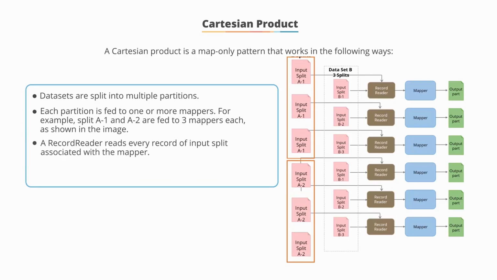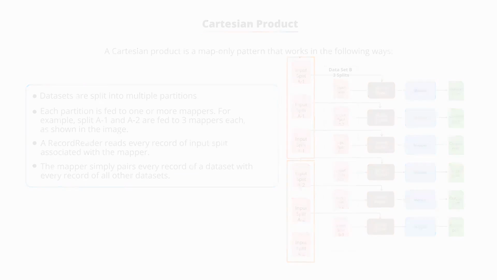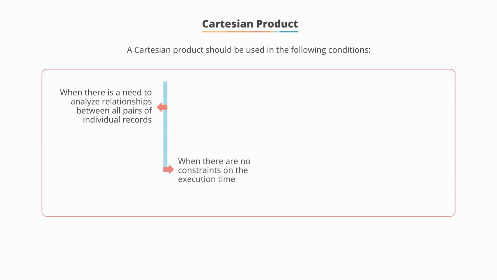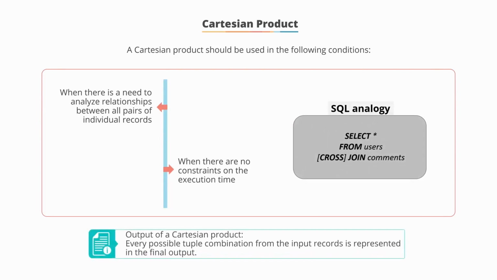A record reader will read every record of input splits associated with the mapper, and the mapper simply pairs every record of a dataset with every record of all other datasets. The Cartesian product should be used when there is a need to analyze relationships between all pairs of individual records, and when there are no constraints on the execution time, as these can take a long time. In the output of a Cartesian product, every possible tuple combination from the input records is represented.